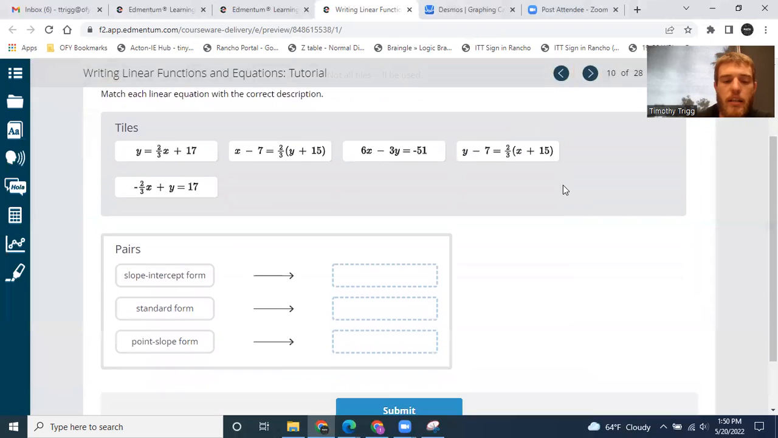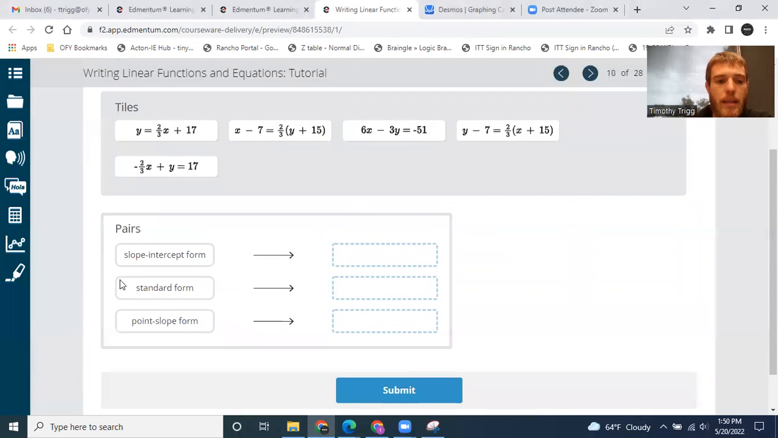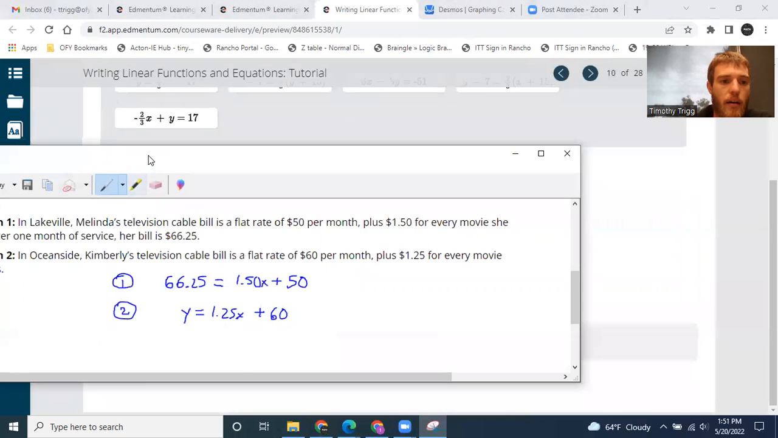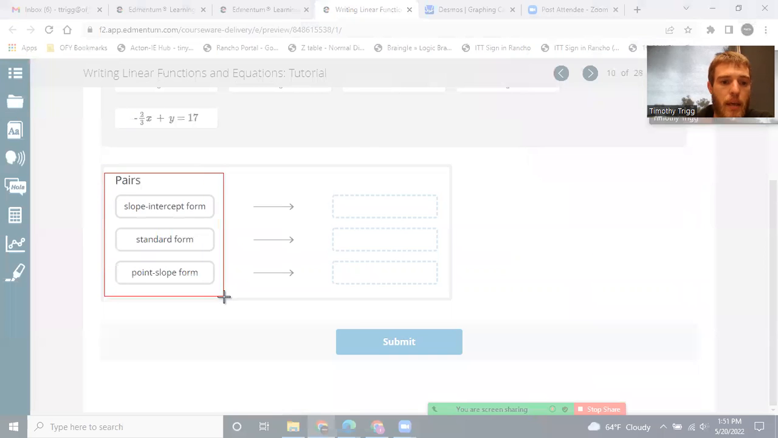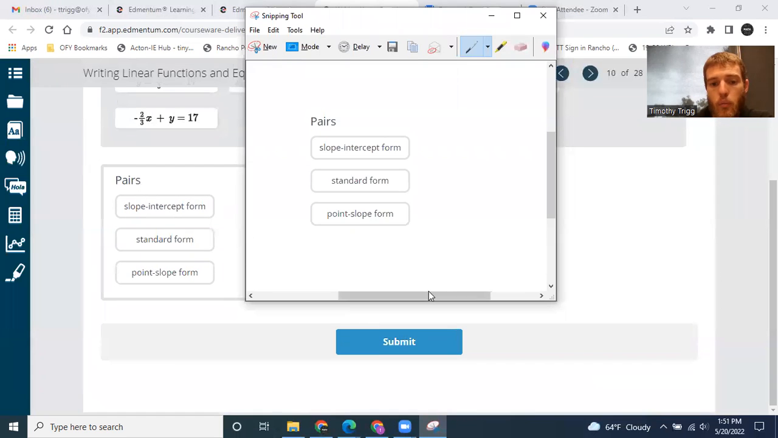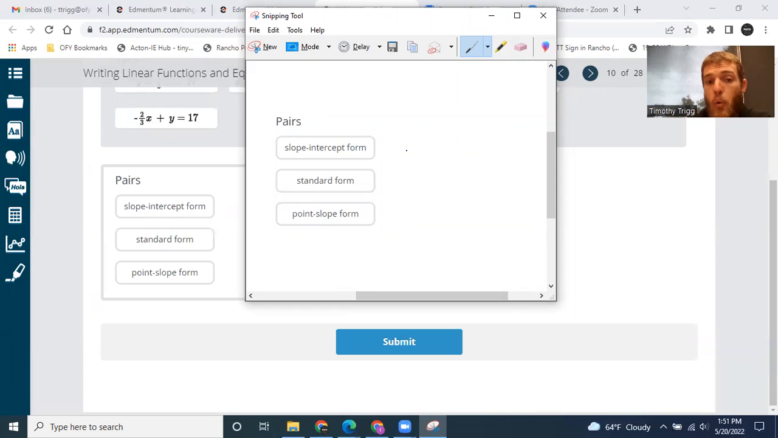Essentially, a lot of this unit is going to be knowing these 3 forms of linear equations. If you were watching my video from the last section, you should know these 3 forms, especially the slope-intercept form, which is the one you're going to be using the most: y equals mx plus b. This is what you'll see the most. The standard form usually looks like this: Ax plus By equals C.